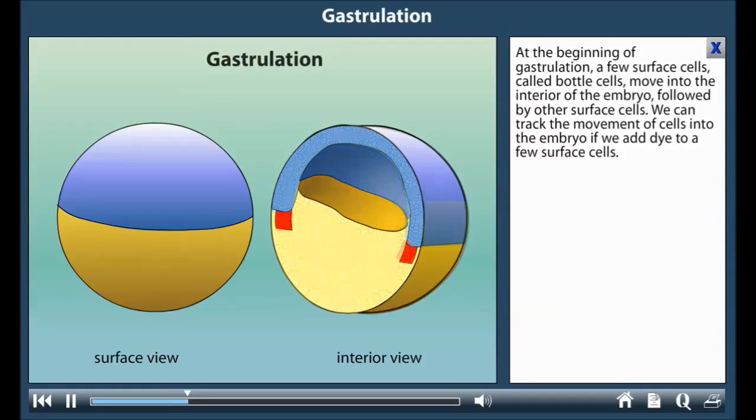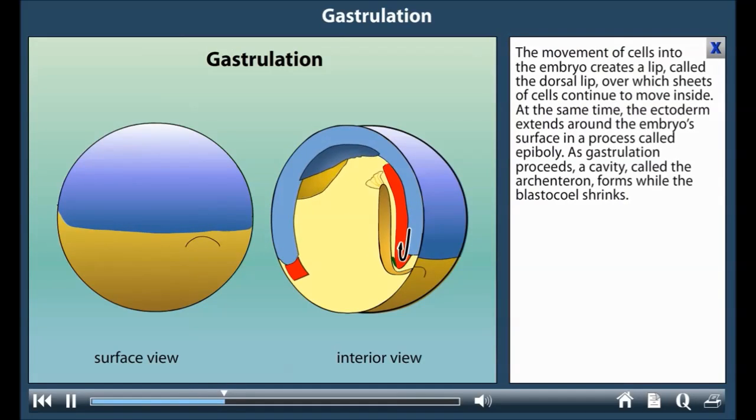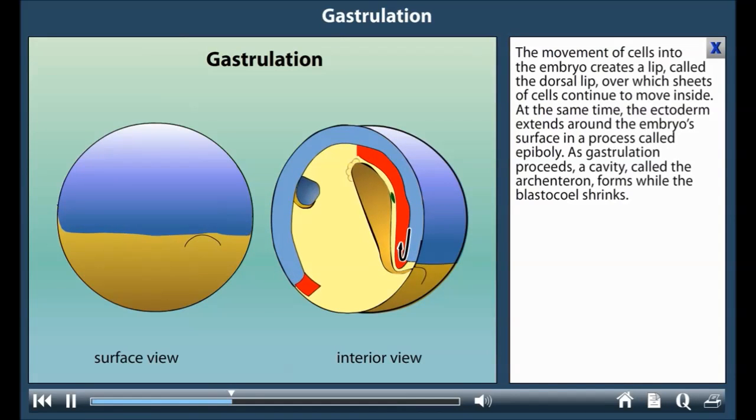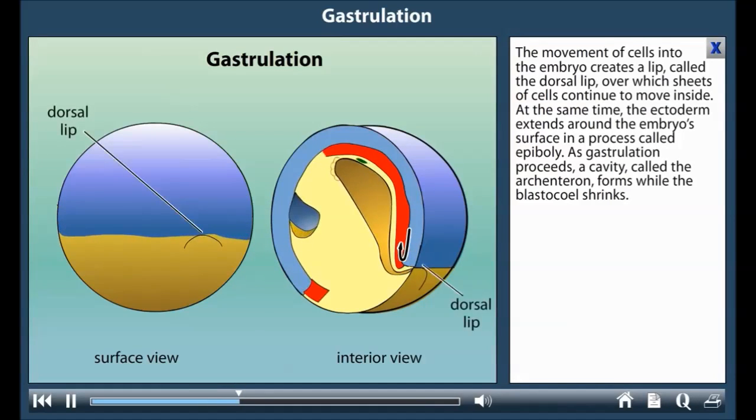At the beginning of gastrulation, a few surface cells, called bottle cells, move into the interior of the embryo, followed by other surface cells. The movement of cells into the embryo creates a lip, called the dorsal lip, over which sheets of cells continue to move inside. At the same time, the ectoderm extends around the embryo surface in a process called epiboly.